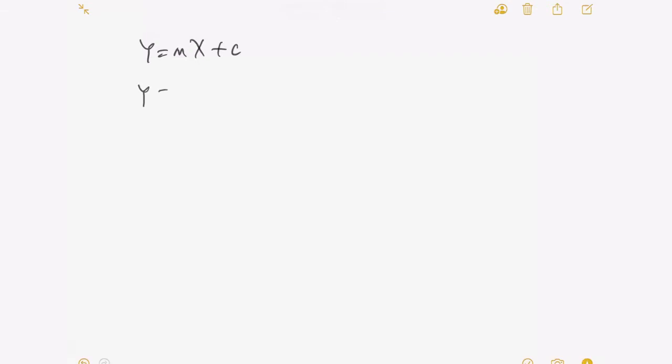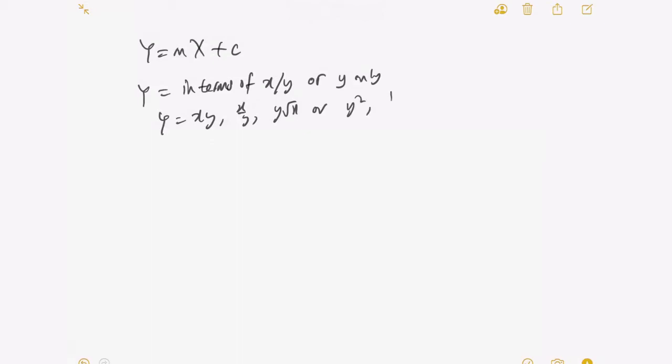Number one, the first one is your big Y. Your big Y is usually a variable in terms of x and y, or just y. For example, your big Y can be xy, x over y, y root x, or just a single y squared, 1 over y, square root y, and so forth.